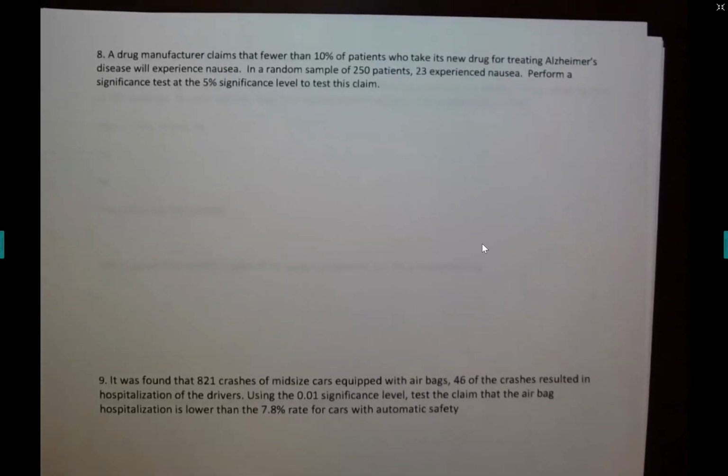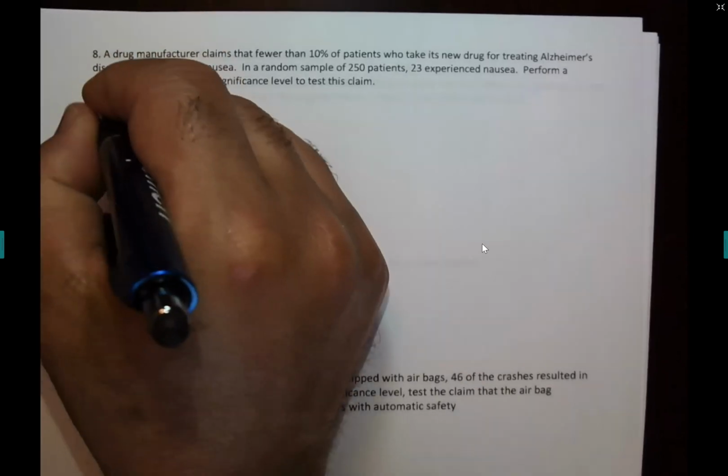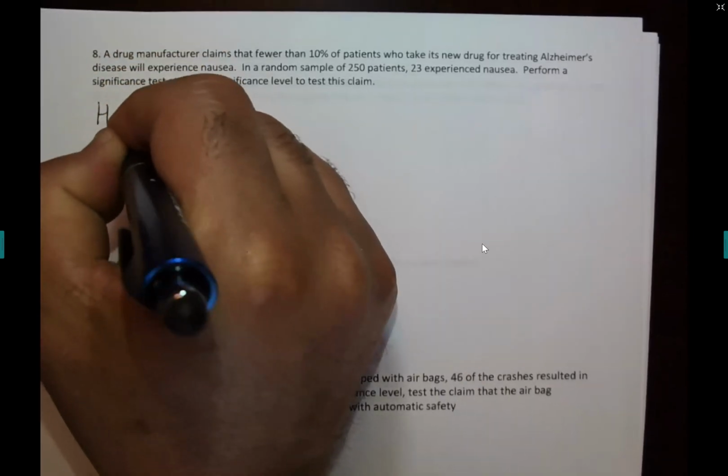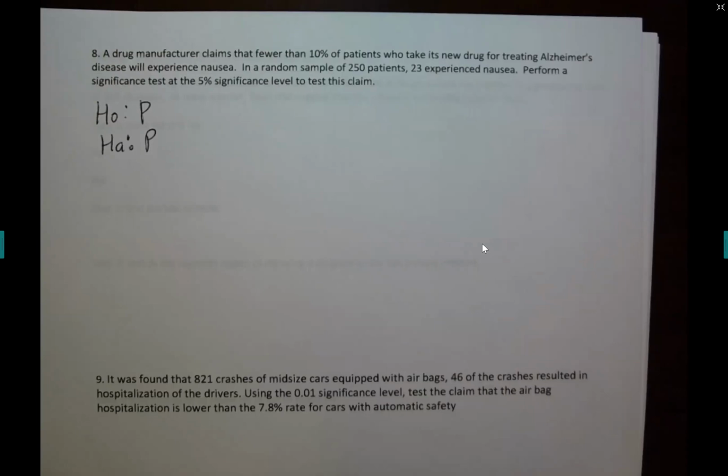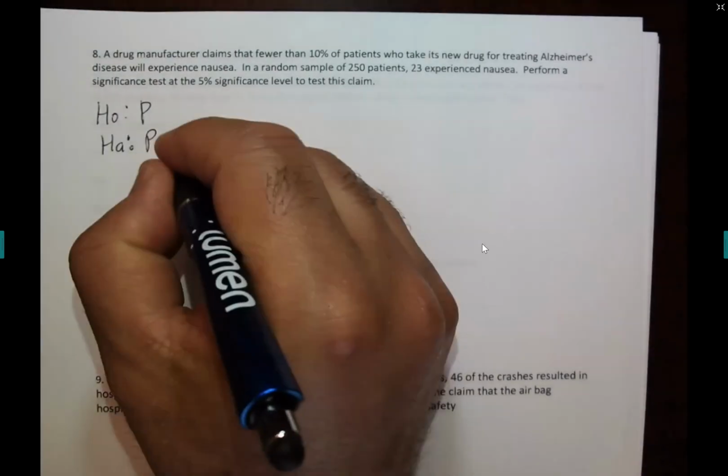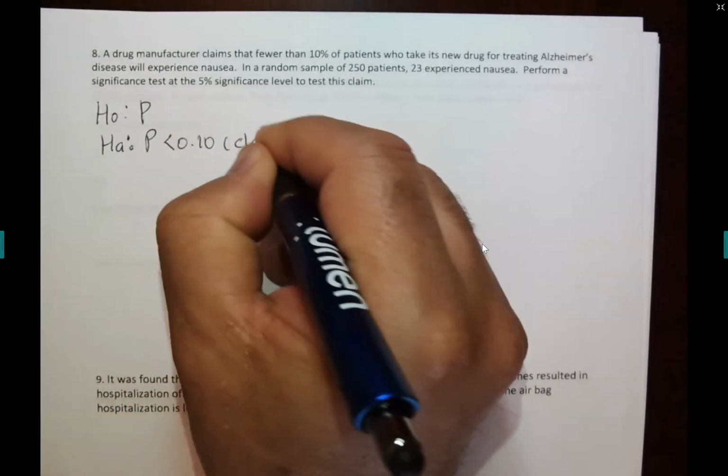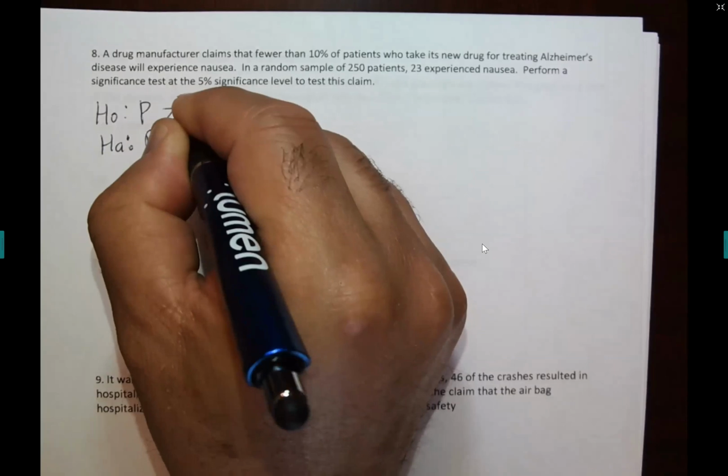Next, number 8. A drug manufacturer claims that fewer than 10% of patients who took its new drug for treating Alzheimer's disease will experience nausea. Can you guys help me state the null and the alternative here? If you don't want to talk, it's okay. Just send it in the chat. What would be the null and the alternative, guys? No suggestions? Less than, okay. That is correct. That's the claim, and you know this one is the null.